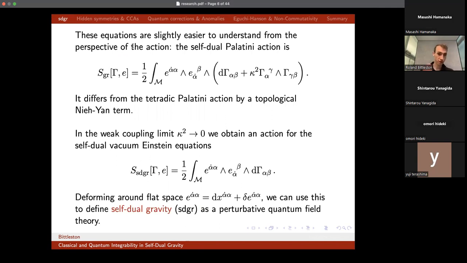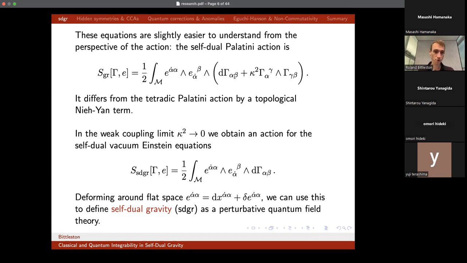So it depends on Vierbeins and it depends on a spin connection. And it's called the self-dual Palatini action. I should emphasize this is not an action yet for self-dual gravity. This is an action for full gravity, at least perturbatively. The remarkable thing about this action is it only depends on the anti-self-dual part of the spin connection.